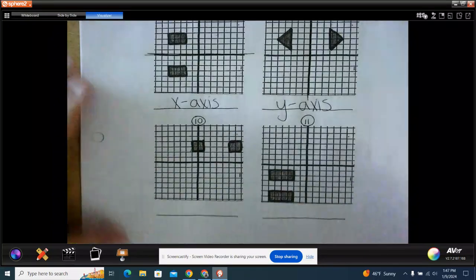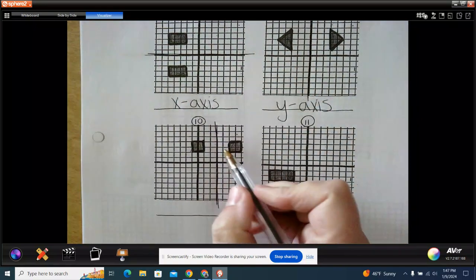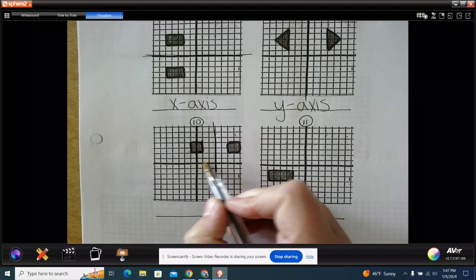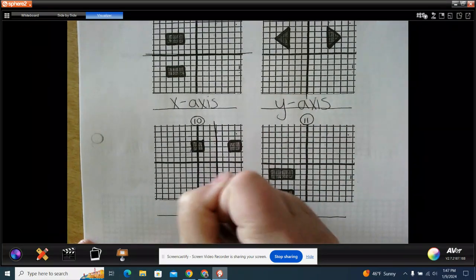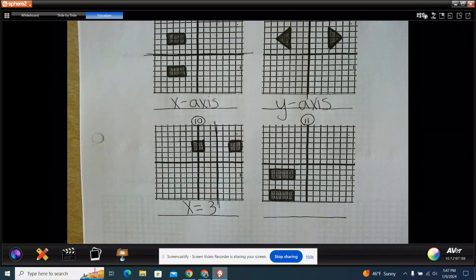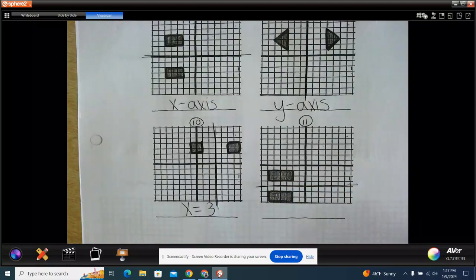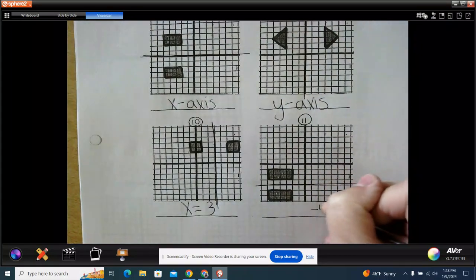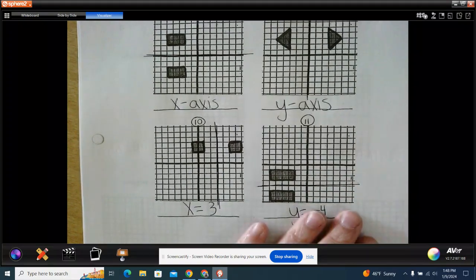Number 10, so find the middle between the 2 shapes. This time we are not on an axis, we create our own line. So this is on the number 3, so count from origin, 1, 2, 3. And this is going through the x-axis, so it is x equals 3. And then number 11, find the middle. It's not on an axis, it will be on a line. So to count for this one, we're going to go down 1, 2, 3, 4. So that's -4, and it's going through the y-axis. It'd be y equals -4.